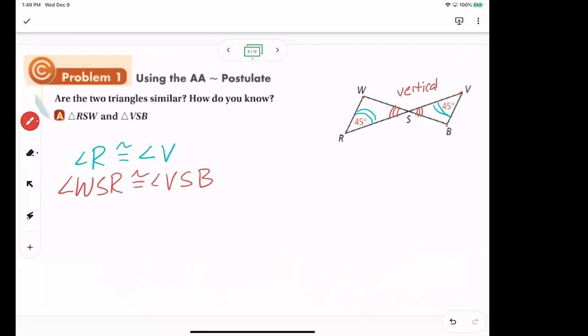Now that we know that two angles in one triangle are congruent to two angles in another triangle, we can say that these triangles themselves are similar. And just to match up, R goes with V, and then we figure out that S is going to go with S. That lines up with the way that they stated these, so we are in good shape.